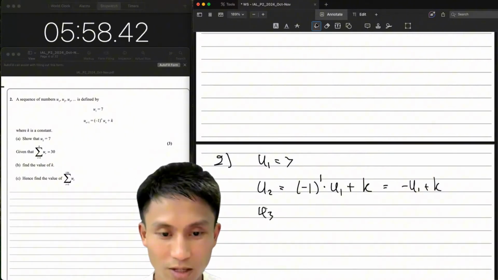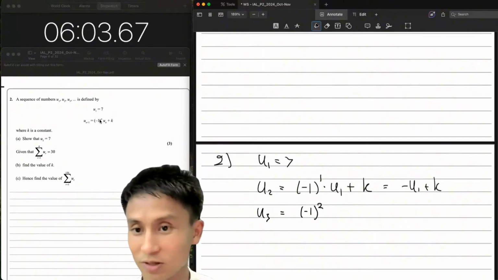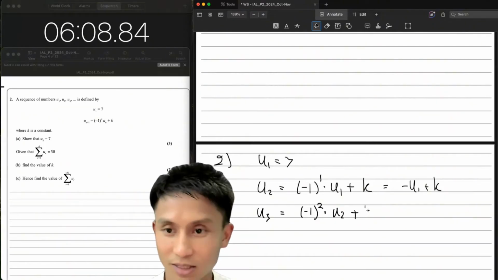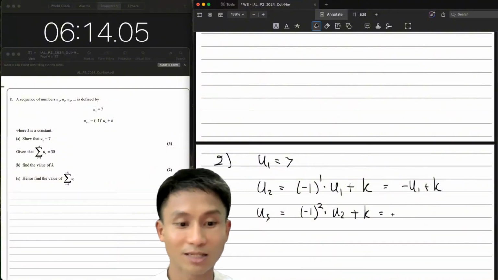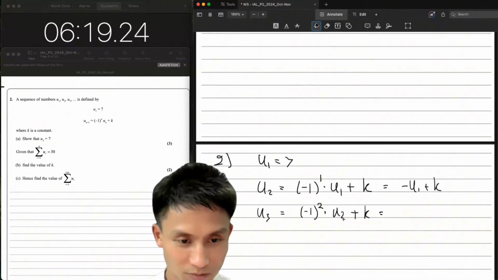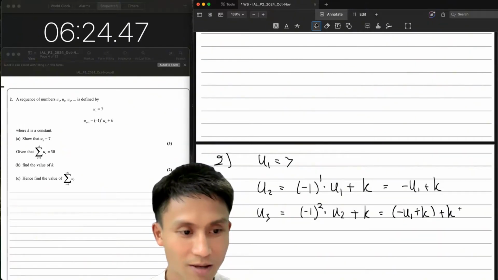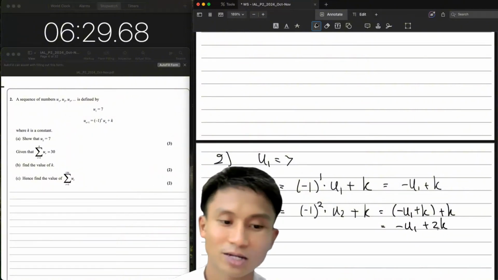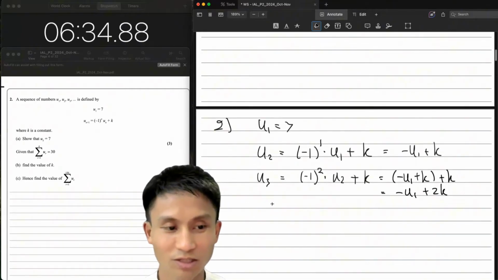And we do u3. So u3 is going to take the same pattern. It's going to be minus 1 to the 2 because now n is going to be 2 there. And this is going to be u2 plus k again. But because we already know that u2 is minus u1 plus k, and this minus 1 squared is going to be 1, I'm just substituting u2 in the front term there. So minus u1 plus k plus k. So that will give me minus u1 plus 2k. So as you can see, we are getting more and more k's as we progress down the sequence.